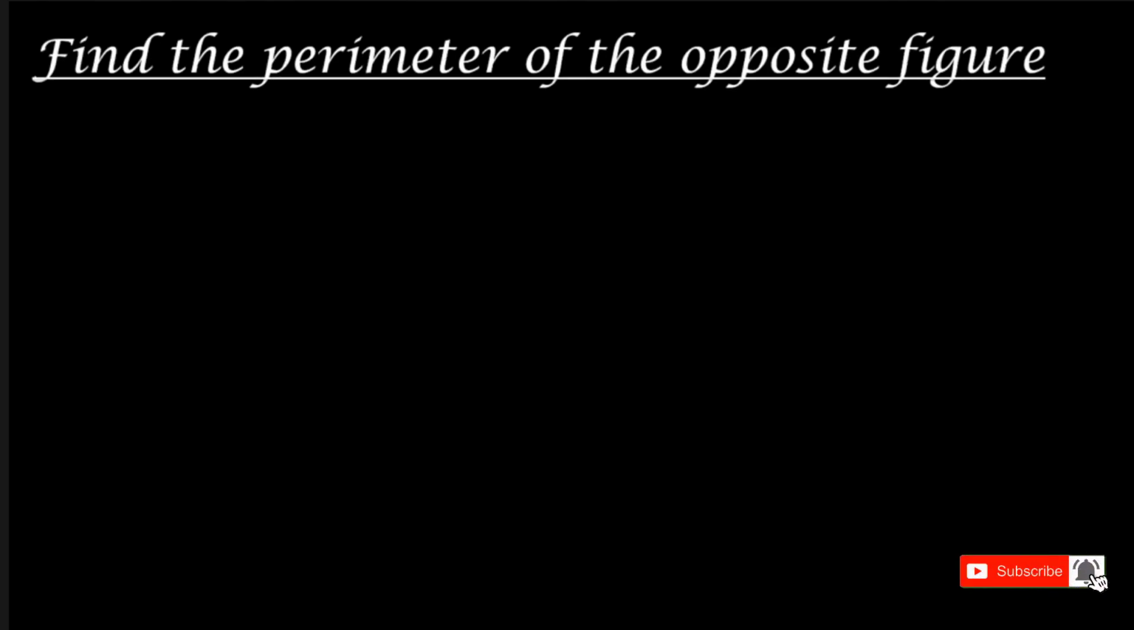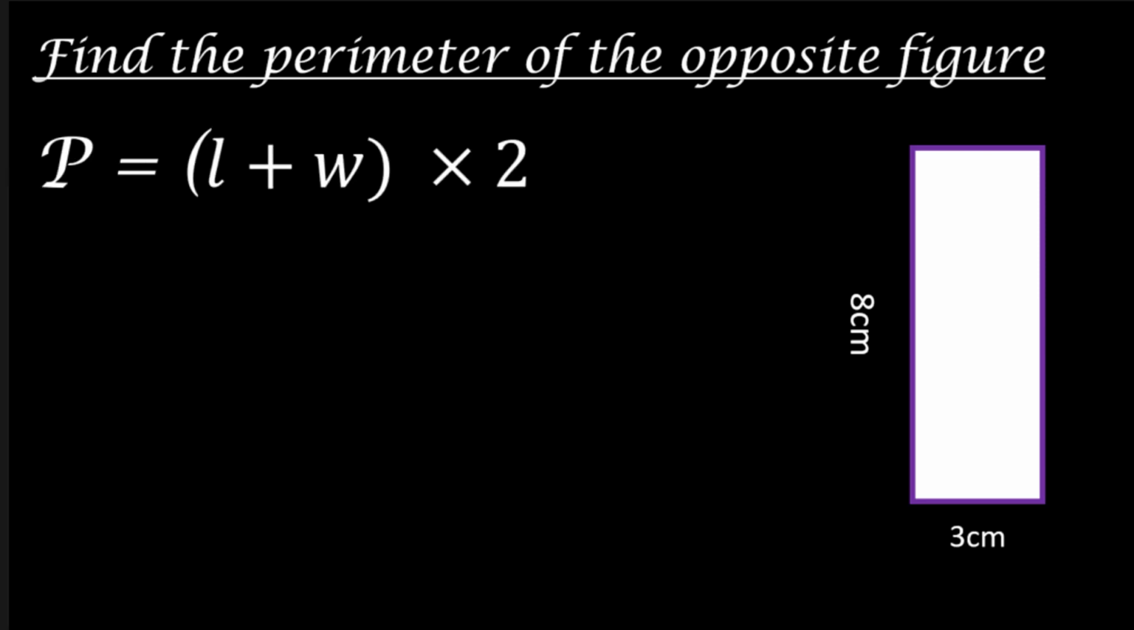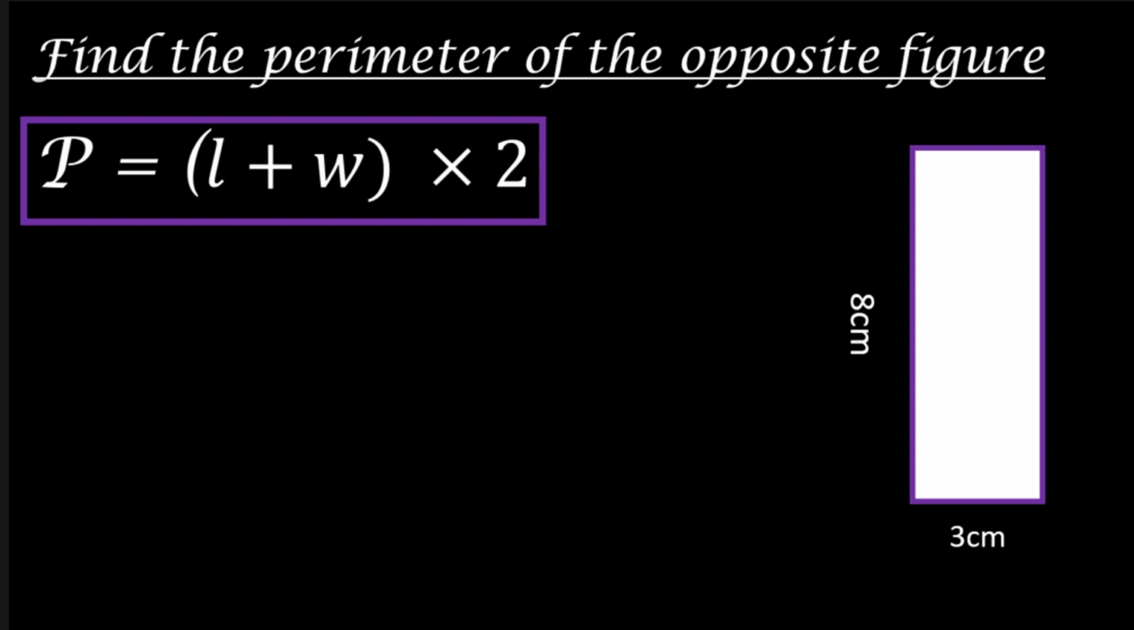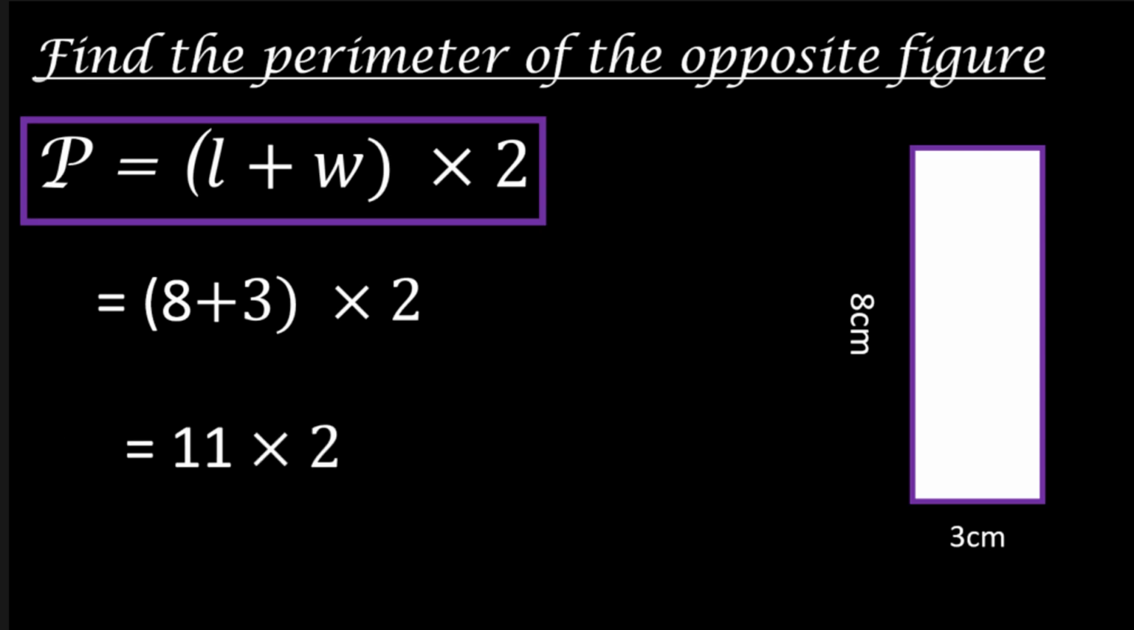Example, find the perimeter of the opposite figure. The opposite figure is what? It is a rectangle. Its dimensions are 8 and 3 centimeter. So P equals length plus width times 2. We have here the main relation. So P equals 8 plus 3 times 2, 11 times 2 equals 22 centimeter.